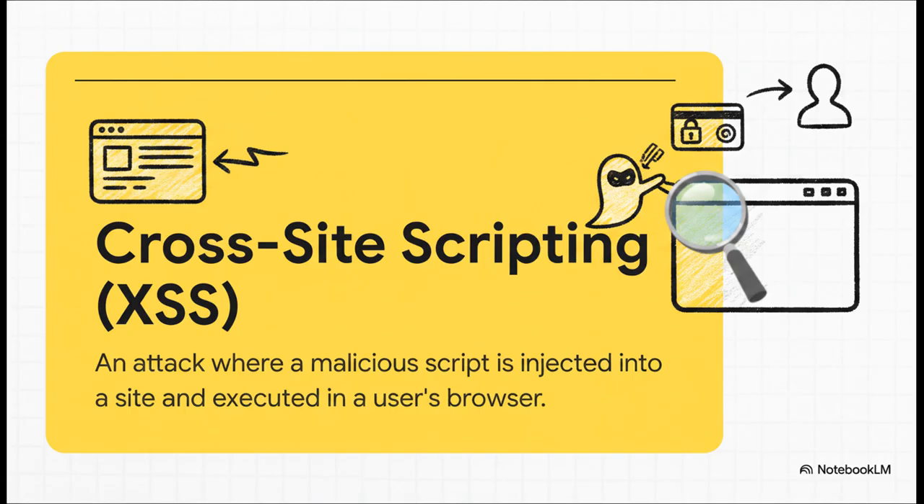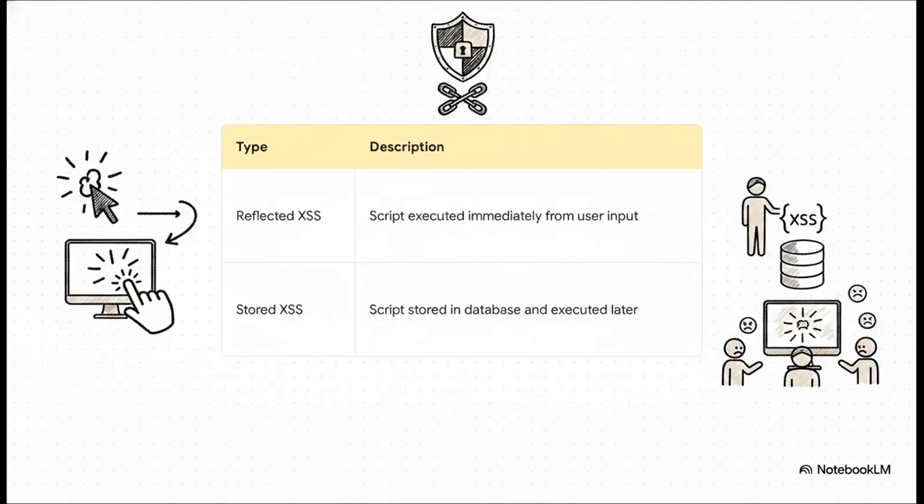The best way to stop this is called output encoding, which basically tells the browser, hey, treat this as plain text, not code. Now, there are two main types you really need to know. First is reflected XSS. That's where you click a specially crafted evil link and the code immediately runs, but just for you. The second one, stored XSS, is way more dangerous. That's when the attacker actually posts the malicious script on the website itself, maybe in a comment section. Now, every single person who looks at that page gets infected.